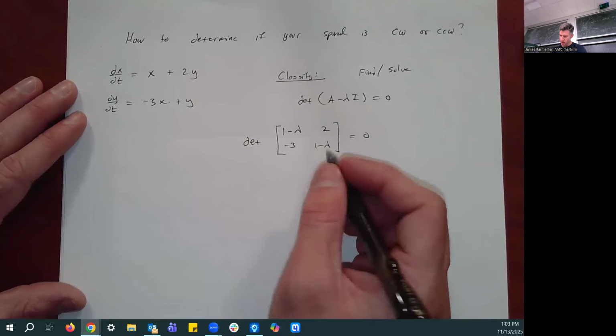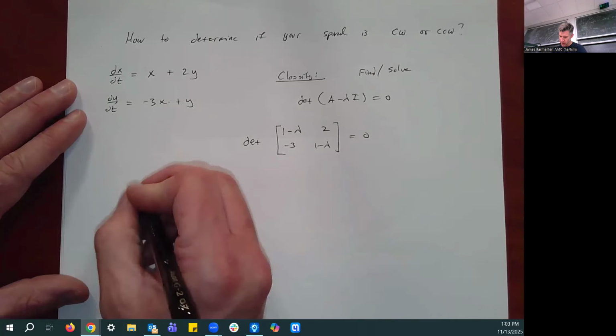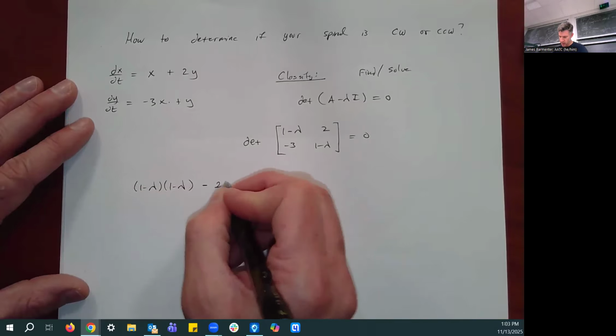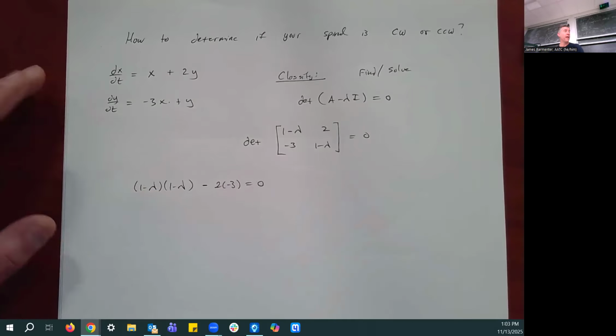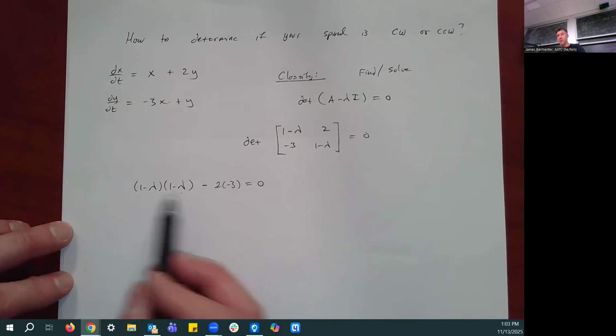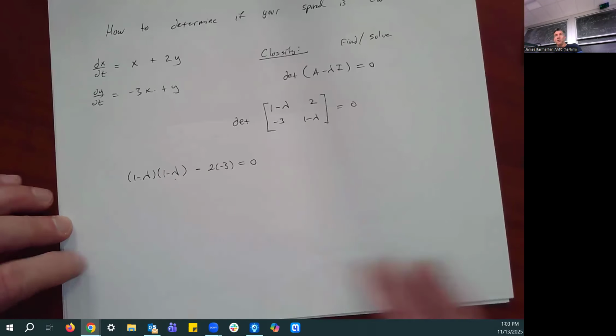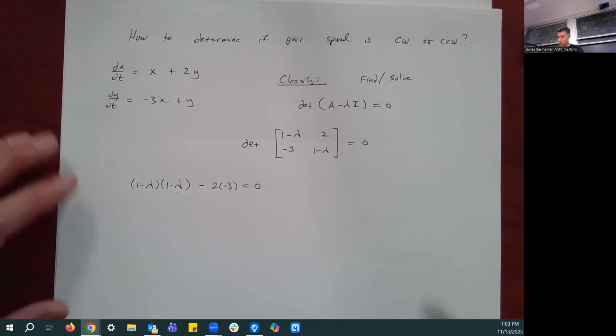Let's see what we've got here. So we've got (1 minus lambda) times (1 minus lambda) minus 2 times -3 equal to 0. And in this case, I would actually say you could skip the quadratic formula because you have the same thing, 1 minus lambda, multiplied by itself.